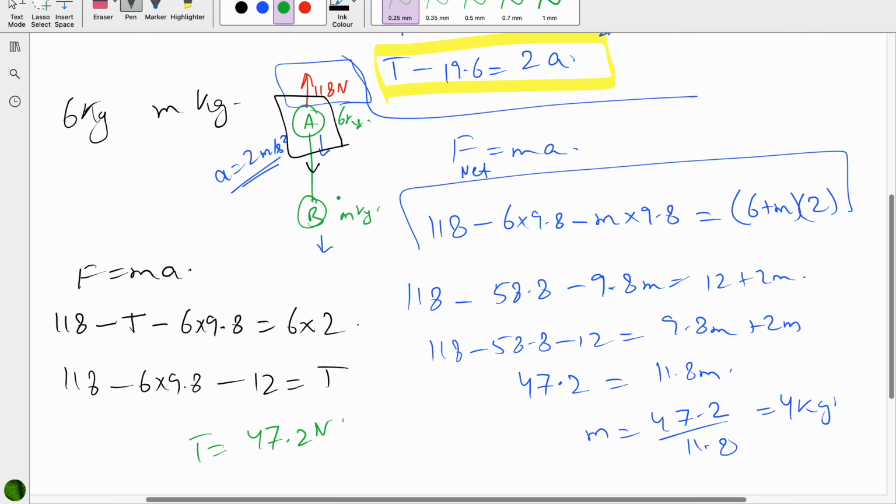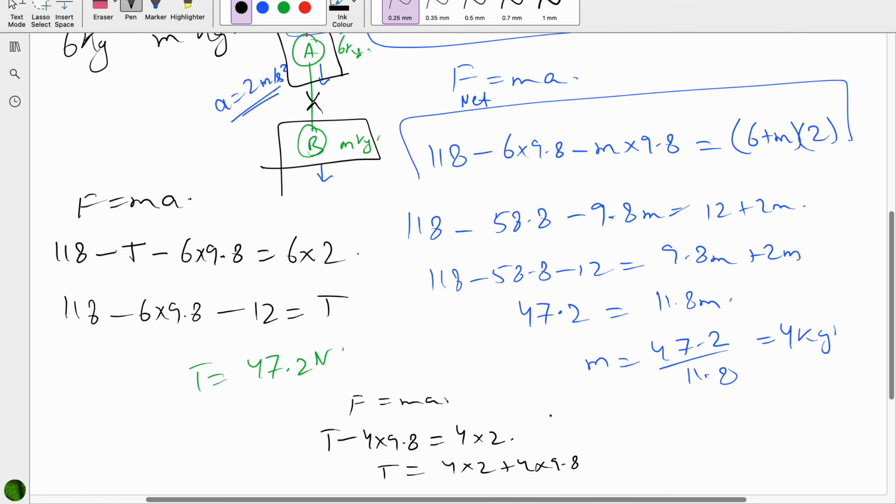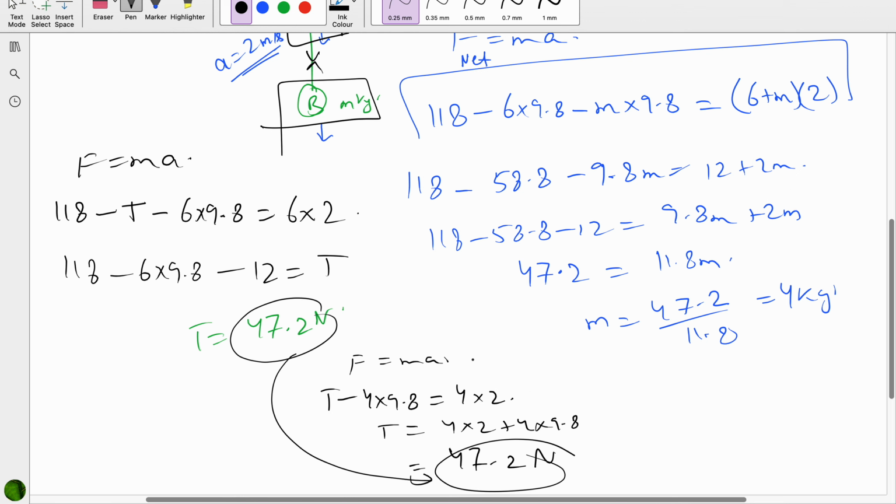Let's try the same with particle B to see if we get the same answer. So if we are solving for particle B, again F equals ma, upward force is tension, downward force is the weight, m into g, equals m into acceleration. So tension is equal to 4 into 2 plus 4 into 9.8. So 4 2 times is 8 plus 4 into 9.8 is 47.2. So we get the same tension.